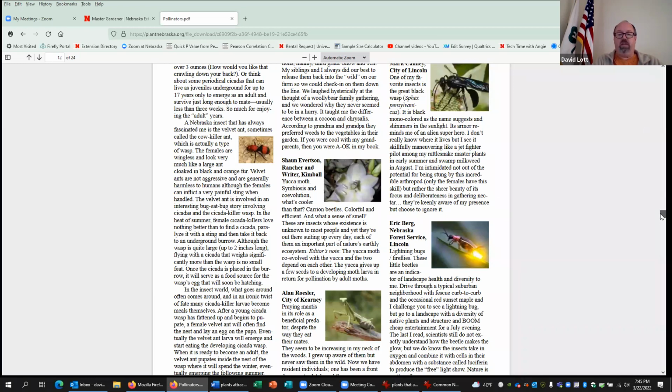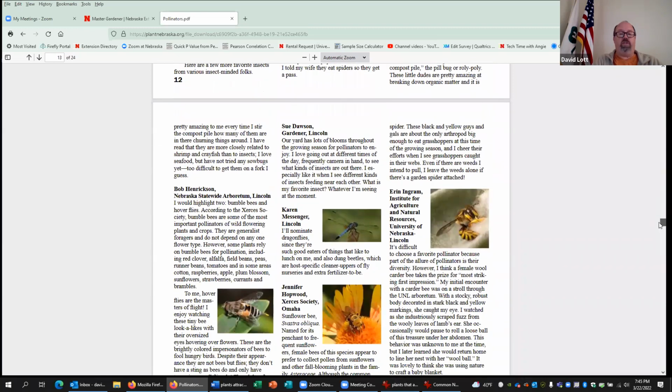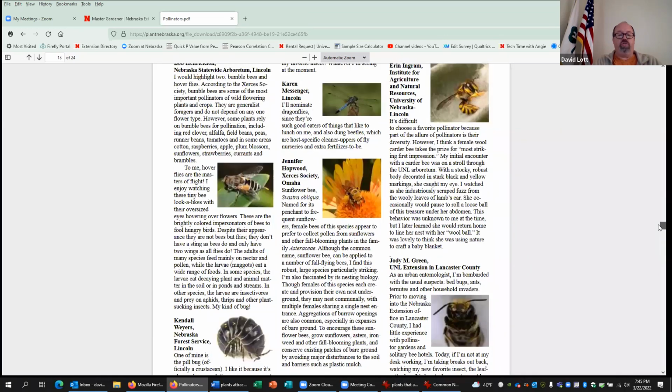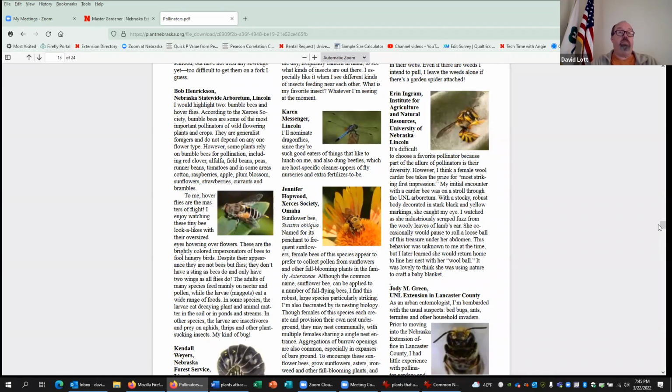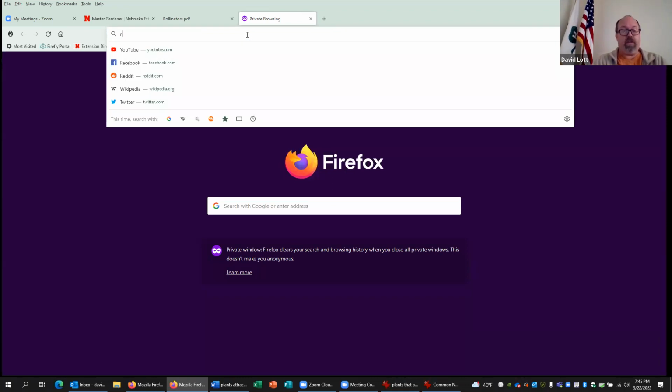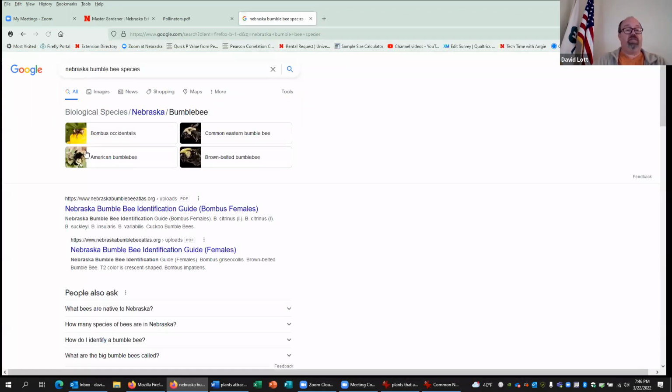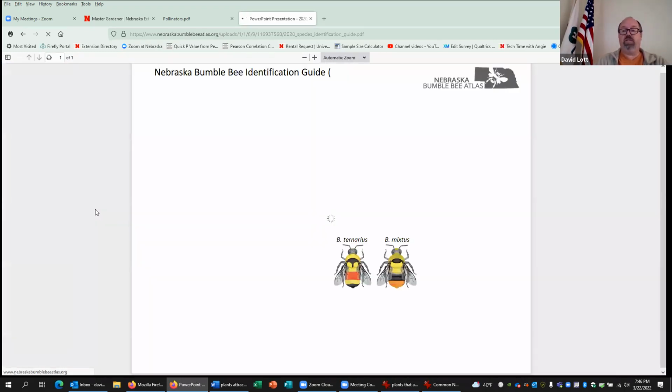So lots of neat pictures and really quick descriptions of these insects, and some people that are contributors to Statewide Arboretum, including Bob Hendrickson, who gave us a presentation earlier this season. So a really good set of information that we'll share with everyone. But let me find, because a bumblebee is not just a bumblebee. There's lots of different, and here's the chart.